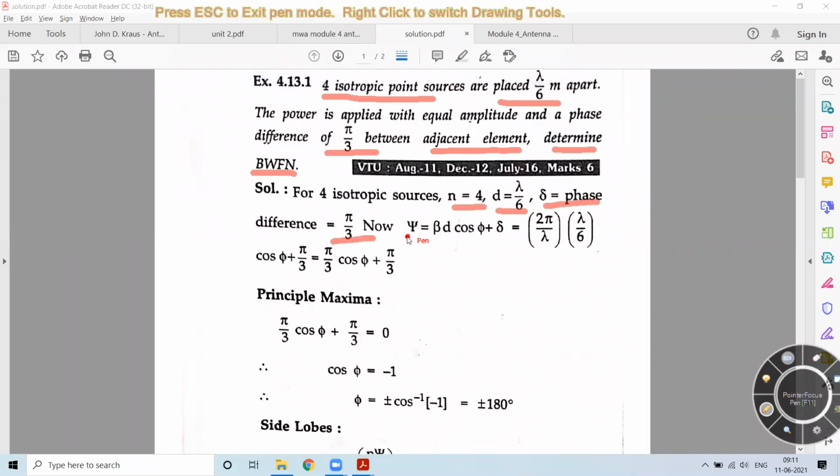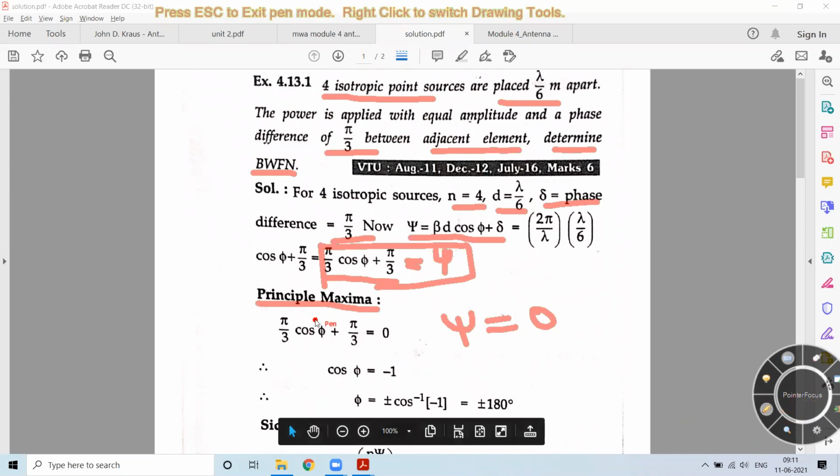We use these parameters in psi is equal to beta d cos phi plus delta. When we simplified it, we got pi by 3 into cos phi plus pi by 3. This is the value of psi for the given condition. Now if we want to obtain the direction of maxima, what we do is we equate psi is equal to 0. When we equate psi is equal to 0, we obtain certain values for phi.